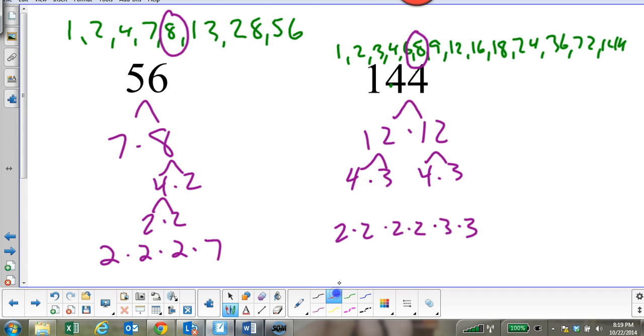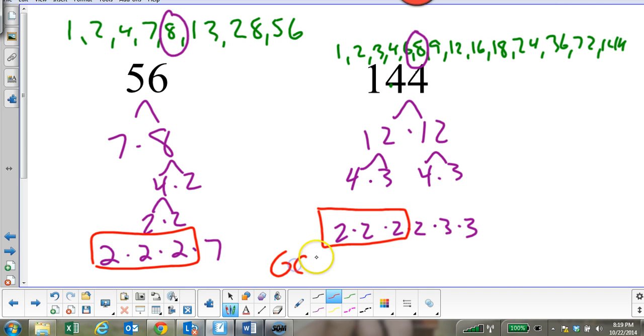So this is the factorization of 144. And again, if we take a look, what do they have in common? They each have 3 factors of 2, or 2 times 2 times 2, or 8 in common. So the GCF is 8. Right? What's the LCM? Well, the LCM would be the smallest number that they both go into.